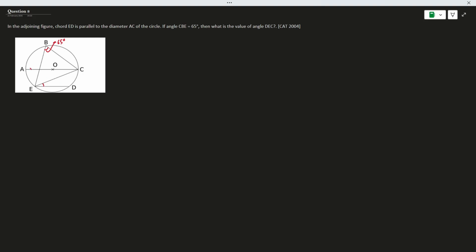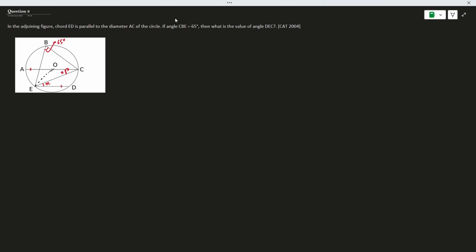See, this is parallel, right? AC is parallel to ED. So if I say this angle is X, I can say this angle will also be X. Why? Interior alternate angles. If two lines are parallel and are cut by a transversal, then the alternate angles are equal to each other. So these two angles form an alternate angle pair, so they are equal to each other. All right, let me join point E with the center.